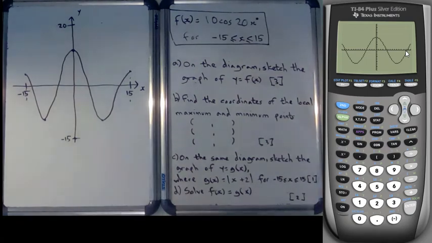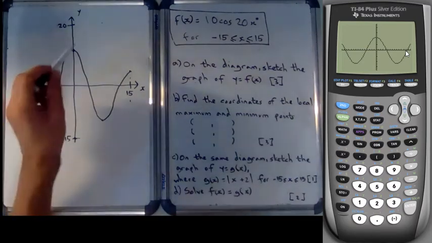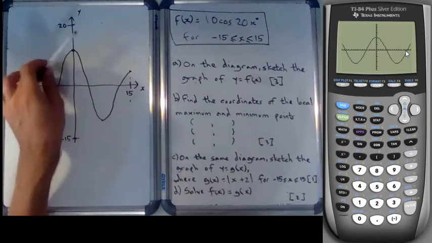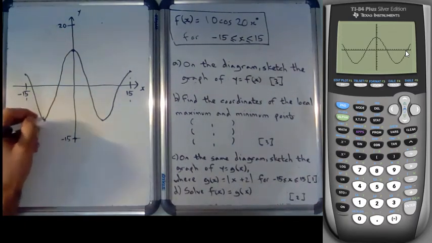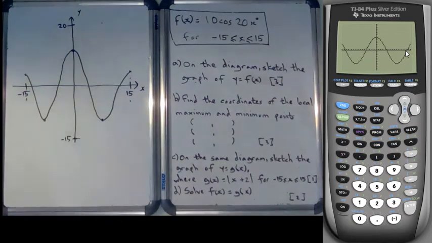Right. Part B, find the coordinates of the local maximum and minimum points. So I can see I've got a local maximum here where I turn around, and I've got a local minimum here and here. So looking at the calculator, I need to find this point, and this point. And the way you find maximums and minimums is with this second calc. So second calc up here.